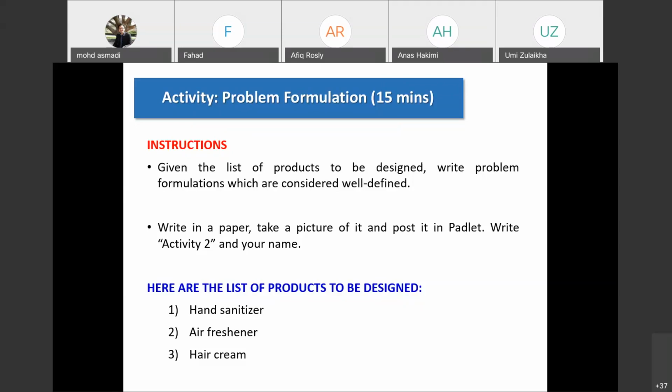Doctor, do we need to give problem statements for all of them or just any one of them? Just one. Not all. You choose only one. Okay, doctor. Okay. Write down the problem statement and pre-design phase. So you have to consider this one.